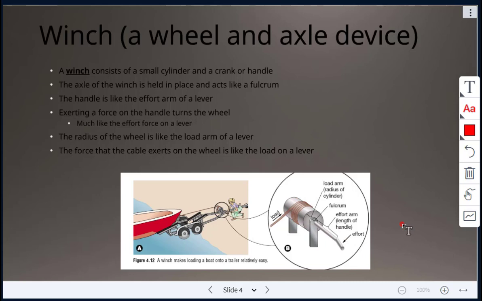The axle of the winch is held in place and it acts like the fulcrum. So right here is the fulcrum. And then the handle is acting like the effort arm of a lever. So when we exert force on the handle, it's going to turn the wheel, similar to the effort force on a lever. And then this radius here of the wheel is acting like the load arm of a lever. So the force that the cable exerts on the wheel is like the load on a lever. All right, so there's the cable right there.